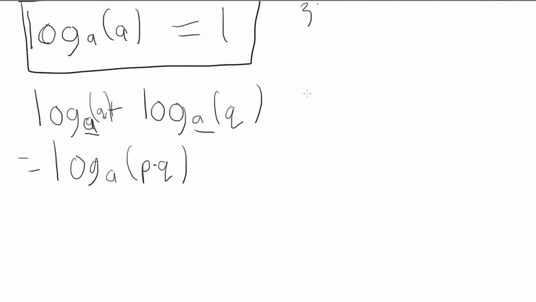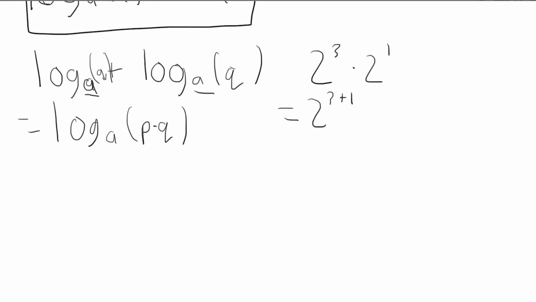And this is really similar to the product rule of exponents. So say we had, I don't know, 2 to the 3 times 2 to the 1. Well, here we would add the exponents, but this time we're multiplying what's inside when we're adding logarithms, so you can really see the similarities.